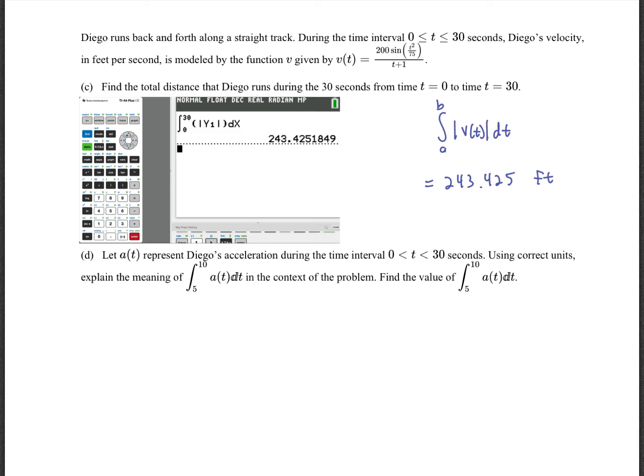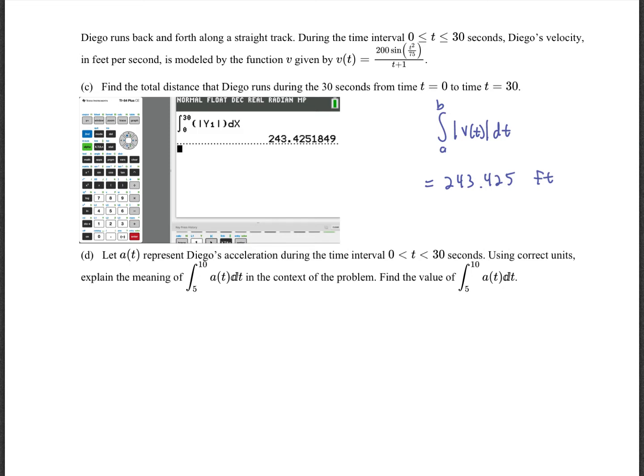Alright, last one, part D. So they said let A of t represent Diego's acceleration during the time interval from 0 to 30 seconds. Using correct units, explain the meaning of the integral from 5 to 10 of A of t dt in the context of this problem. Find the value of that integral also. Okay, let's find the value of the integral first. We'll do that by hand to a certain extent, and then find it in the calculator.